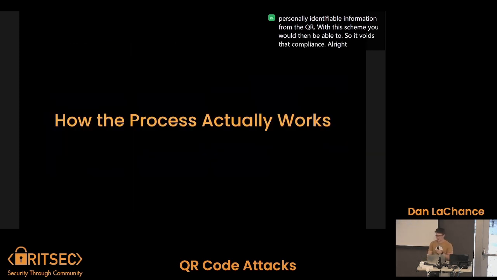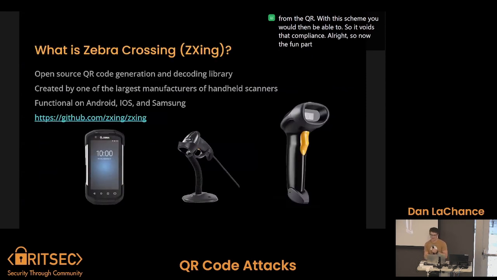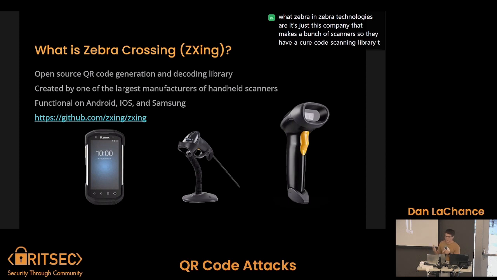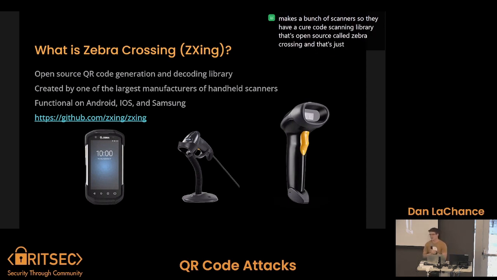All right. So now the fun part, how this process actually works. If you don't know what Zebra Technologies is, it's a company that makes a bunch of scanners. They have an open source QR code scanning library called ZXing, Zebra Crossing, and that's the one I built my scheme from. A lot of places like grocery stores, or if you're scanning tickets to get into a sports game, will often use Zebra Technologies. So that's why I use that.